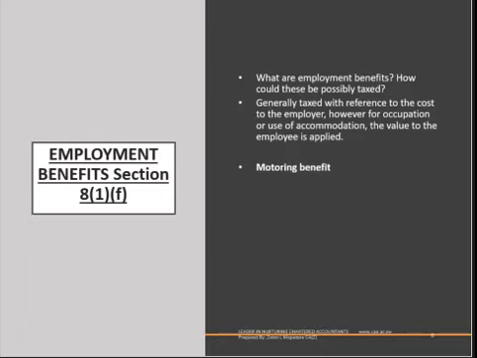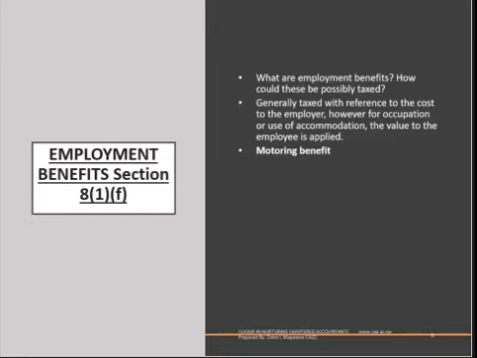First one is the motoring benefit. This is given for the right of use of a motor vehicle. We need to distinguish here, we're simply talking about the right of use, and when we're talking about right of use, we're talking about the right to use it for your personal purposes. A delivery boy who uses a vehicle to deliver goods for the company is not given right of use, for he's using that vehicle for the purpose of the company's trade.